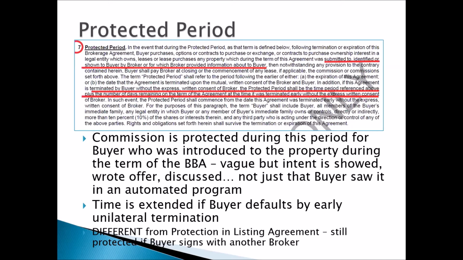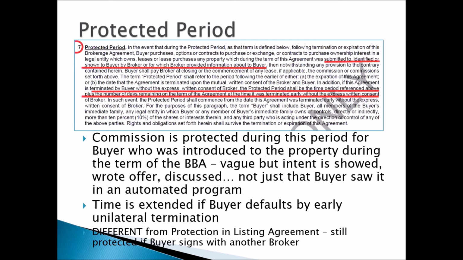Now, if you are the former broker, you probably want to make sure to protect whatever properties you showed that buyer, if you want commission on that, because your commission would be protected if that buyer buys a property that you showed to them or wrote an offer on during your buyer brokerage agreement. So again, that protection is in place if the buyer signs another buyer brokerage agreement.